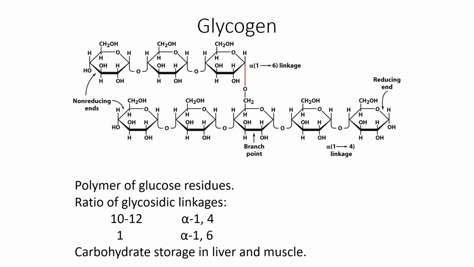There are far more non-reducing ends than reducing ends. Why is that? Because these non-reducing ends serve as the primary access points for the synthesis and breakdown of the glycogen molecule. So this highly branched nature of that glycogen maximizes the number of non-reducing ends versus reducing ends.